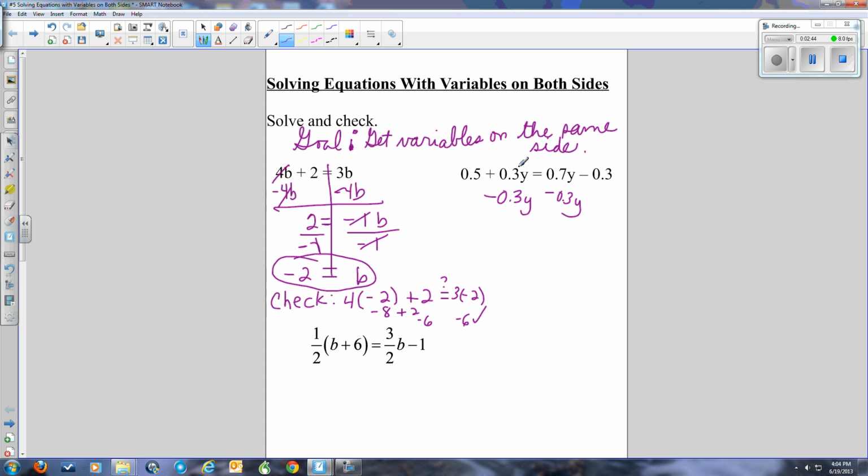Okay, so the 0.3y's cancel, so we have 0.5 equals 0.7 minus 0.3 gives you 0.4y minus 0.3. So now we want to get y alone, so we're going to have to add 0.3 to each side. So on the right-hand side, the 0.3's cancel. 0.5 plus 0.3 gives you 0.8.